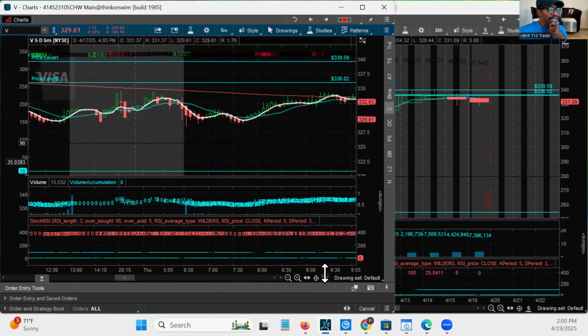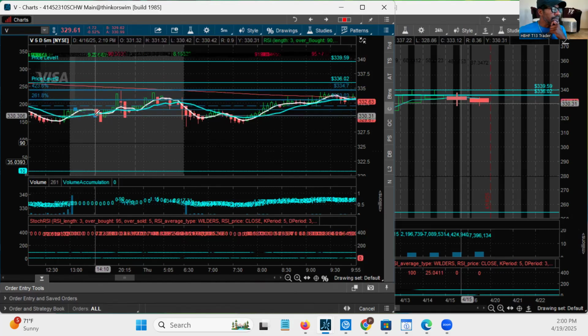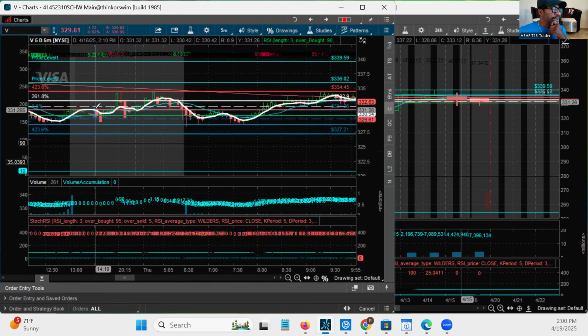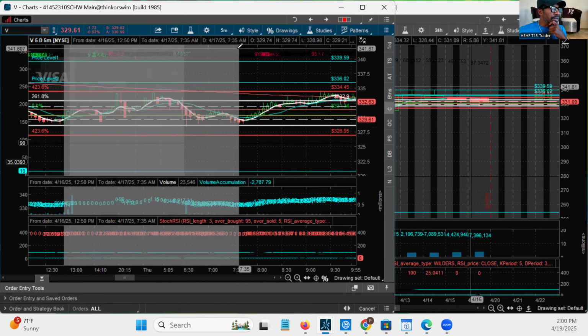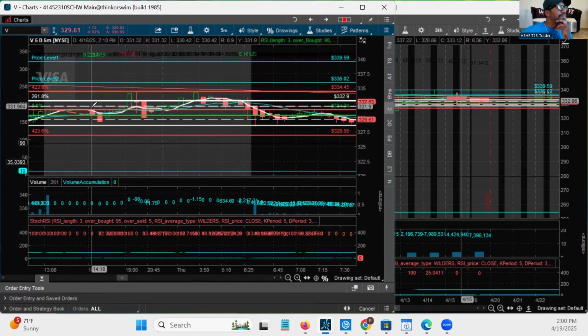So I use my Fibonacci scale, and I draw from here, and then from here to there. Can you see that? Let me zoom that in for you. Can you see what I just did? This is establishing a market high and a market low.